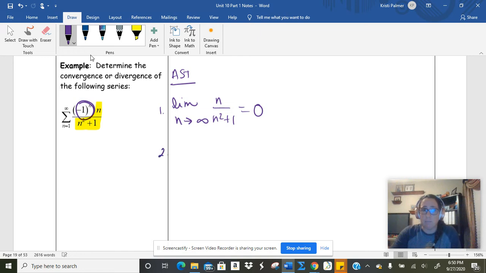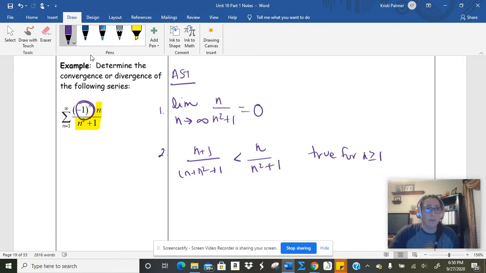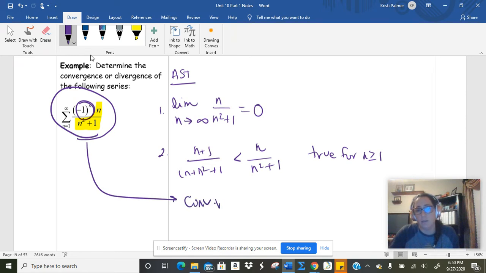So then we get to move on to step 2, and we say, is the next term always less than the previous term? Like this. And you can kind of check it out and try some things and cross multiply, and that is true for n greater than or equal to 1. So we can say that this whole series converges by the alternating series test.